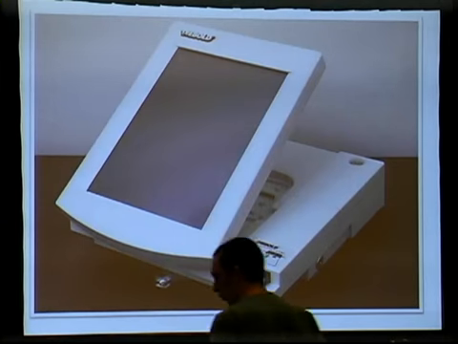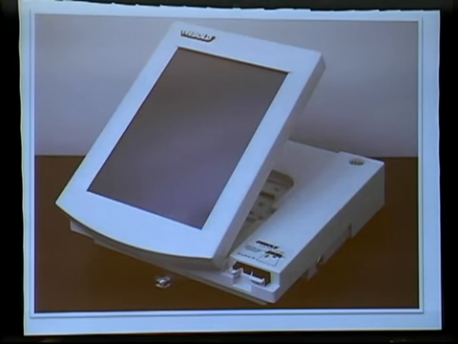This is the Diebold AccuVote TS. In the last election in 2006, it was the most widely used electronic voting machine in the country.